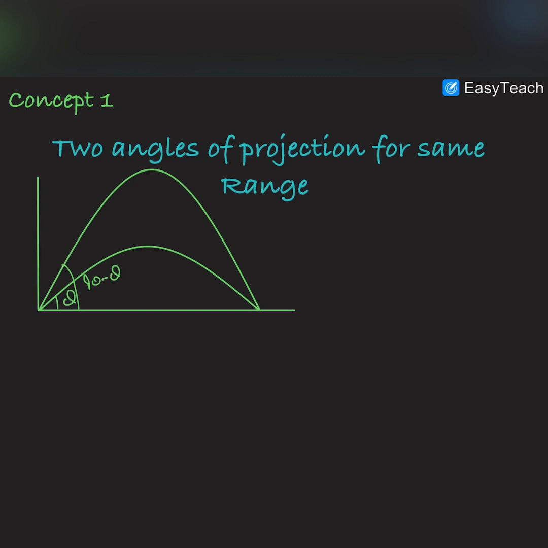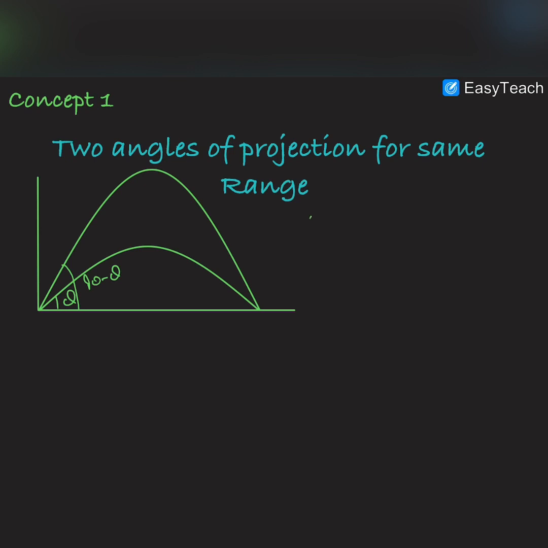In this concept, you can see that there are two angles of projection for the same horizontal range. Let us analyze this concept. You can visualize that if we project a projectile at this angle, then its range is this one. And again, now we project this projectile at some other angle, then its range is again the same. So let us analyze it analytically.